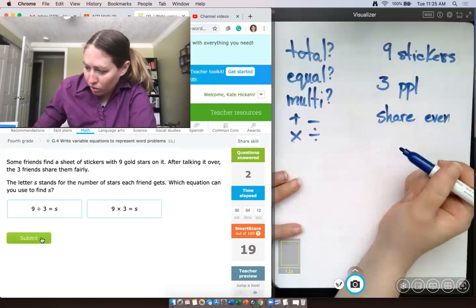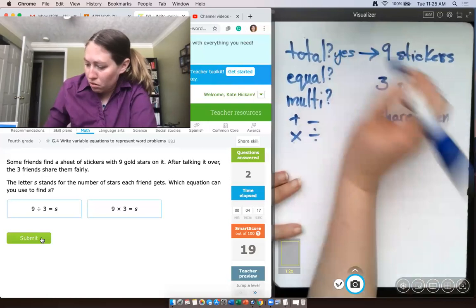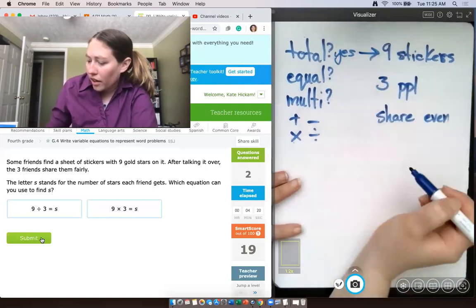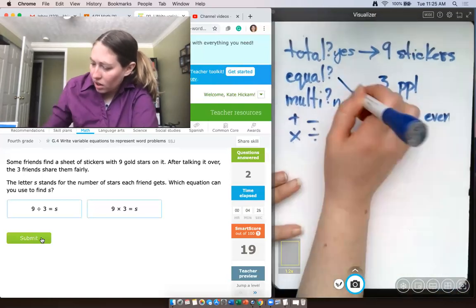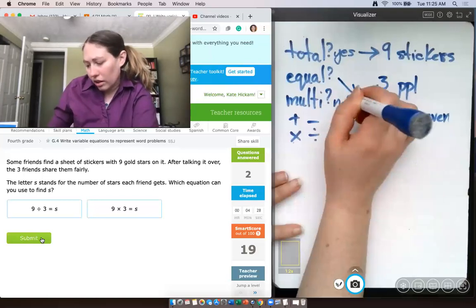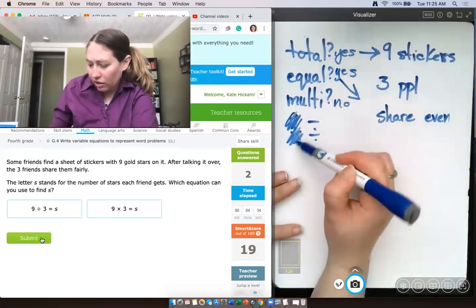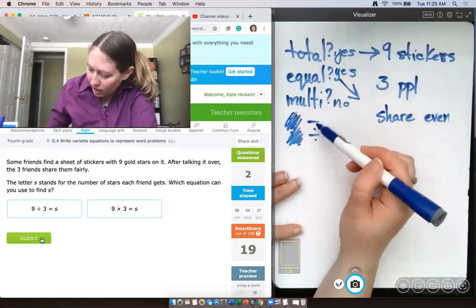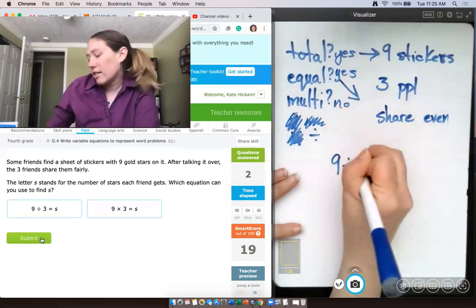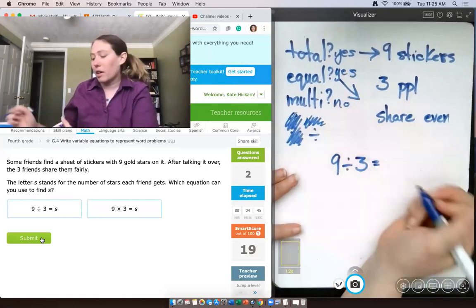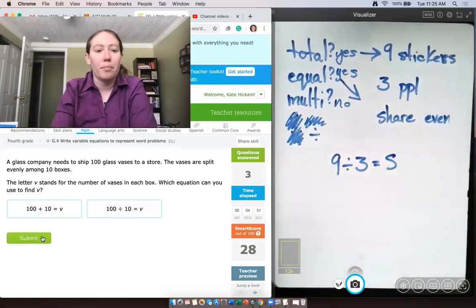Yes. The total amount is 9 stickers. Is it multi-step? No. And are they equal groups? Yeah, they share them evenly, so yes. Since we have the total, I can get rid of adding and multiplying. Since it's equal groups, I can get rid of subtraction. So I have 9 divided by 3 equals S, and it says the letter S stands for each sticker. Click on it, submit. Perfect.